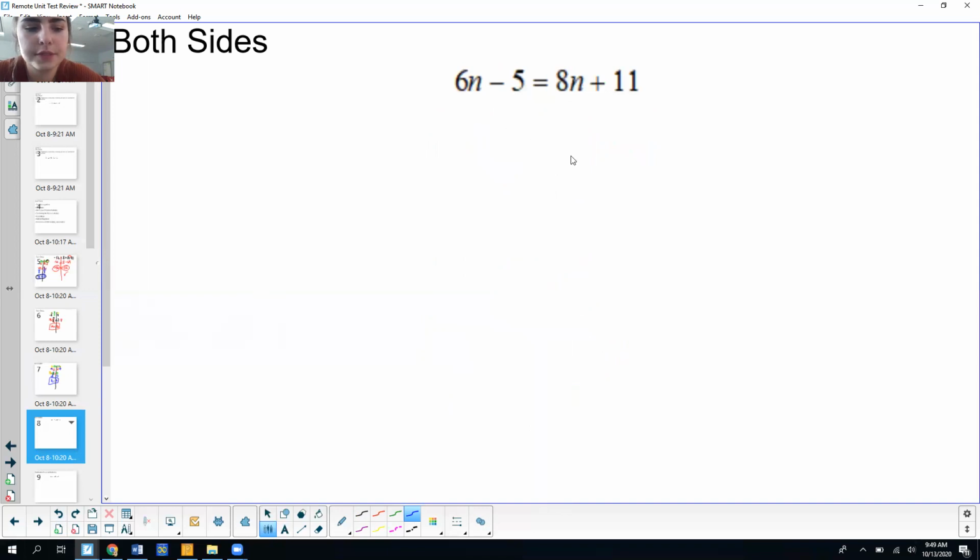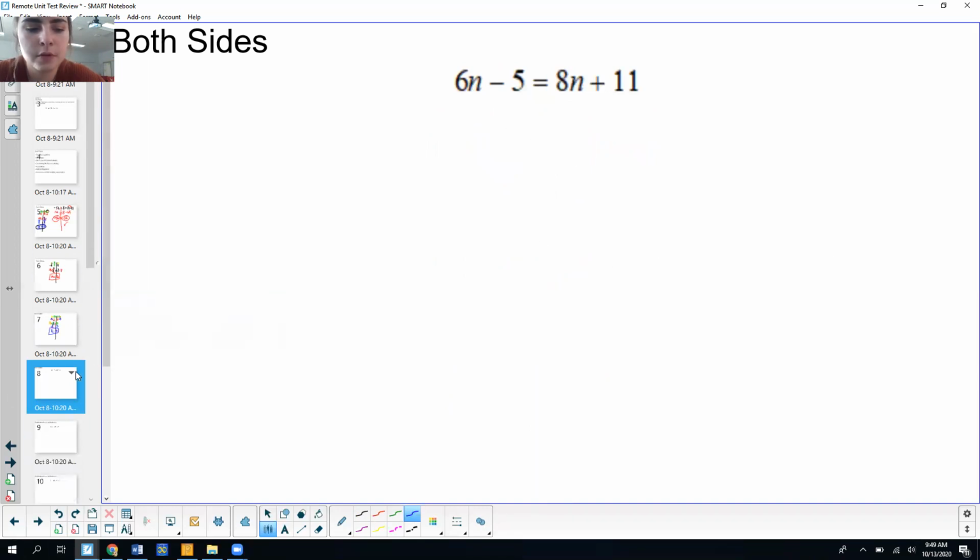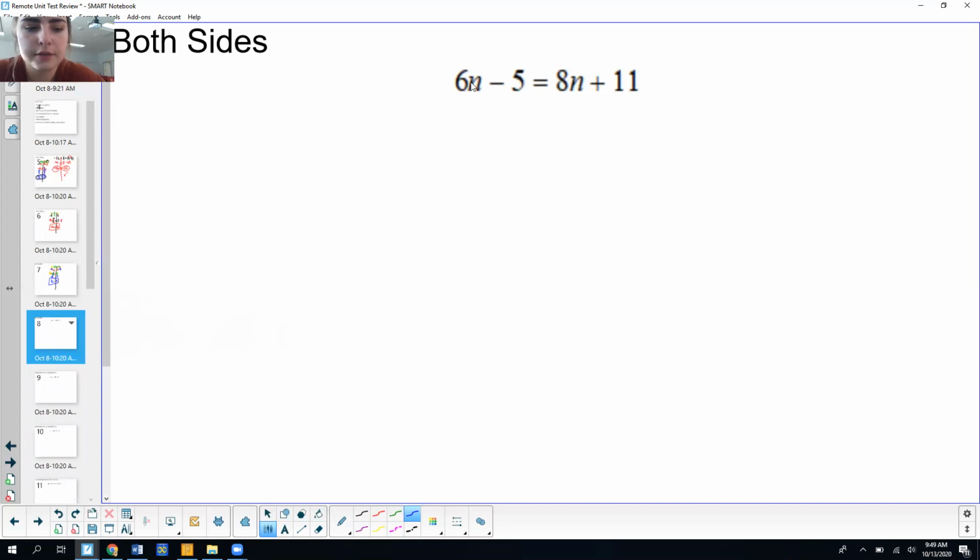All right, this next both sides problem, we've got 6n minus 5 equals 8n plus 11. So I'm going to go ahead and highlight. I'm going to highlight my variable terms. Remember, our variable terms have the letter in them. My constants are going to get highlighted.